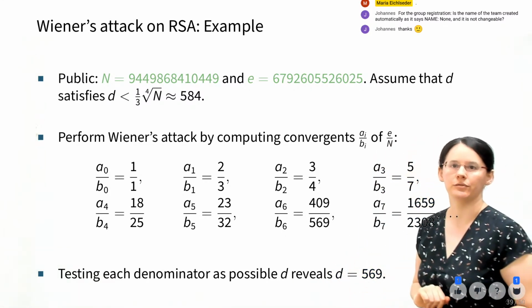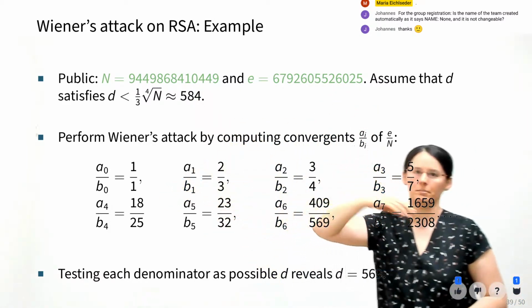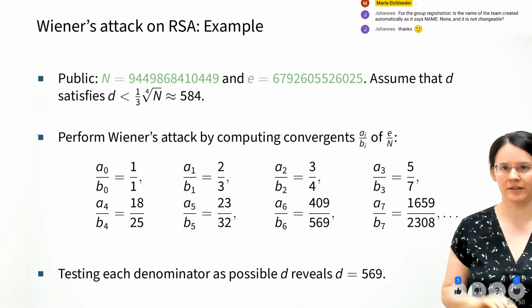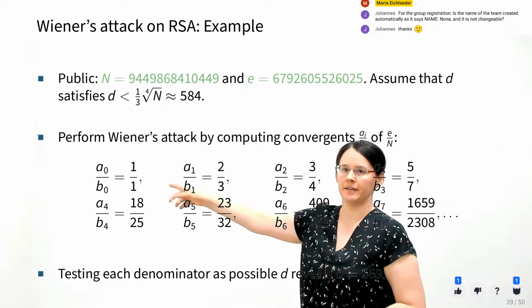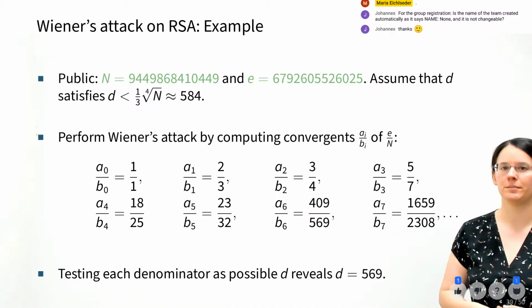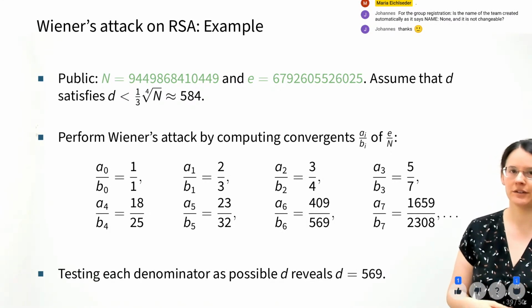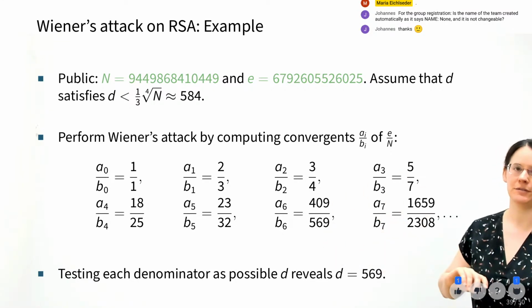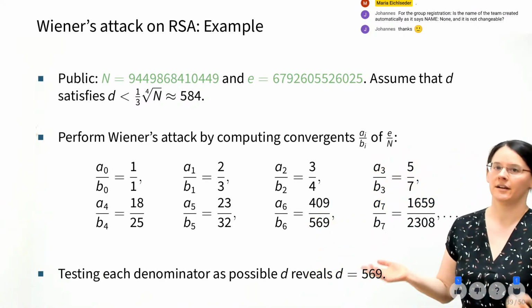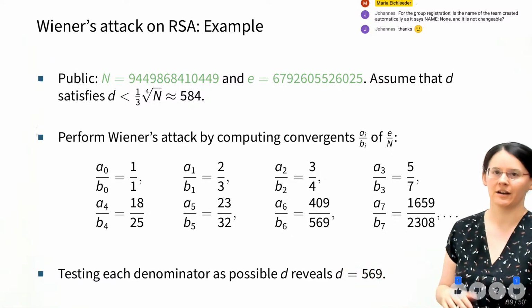So I can now compute all the convergents of this divided by this. Just filling in the numbers, I get a couple of things near 1, and it goes on and on. And what I now do is I test each of the denominators here, whether it can successfully decrypt something that was encrypted with the public exponent. And once this works, I can be confident that I have found the secret key. In this specific example, the first number where it works is this one here, 569. So this reveals, after trying only a couple of values, that the secret exponent is 569.